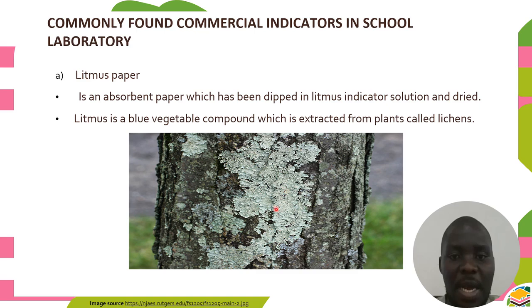So here we have a diagram. When we're talking about lichens, these are the lichens which we're talking about. Mostly they are found on natural trees, usually in a forest. They are there, so you can take them and extract some litmus indicator from them. Then you can use an absorbent paper and dip it in the solution that is prepared and form a litmus paper.